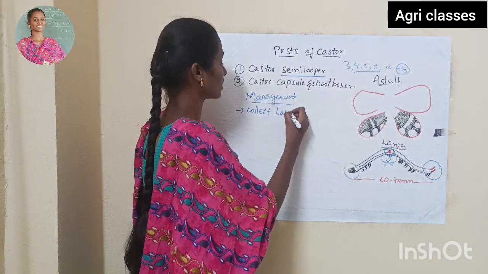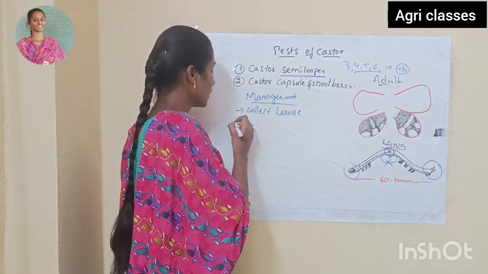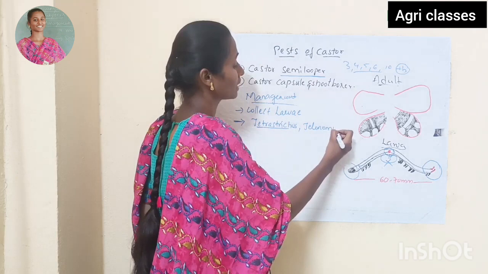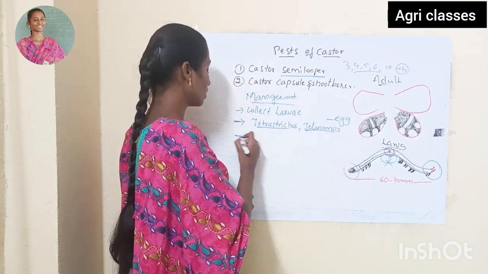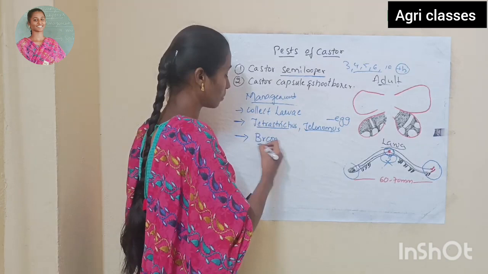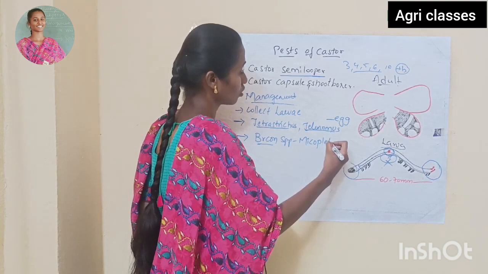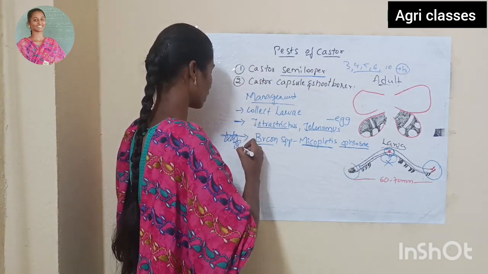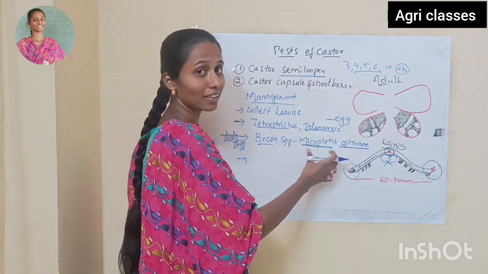Collecting the larvae or destruction of infested plant parts is the first management. Then next thing, using Tetrastichus or Telenomus. Telenomus will parasitize the eggs. Then we can also use Bracon species and Microplitis ophiuzae. This is the most important objective type of question for competitive exams. Microplitis ophiuzae attaches to the ventral surface of the caterpillar.